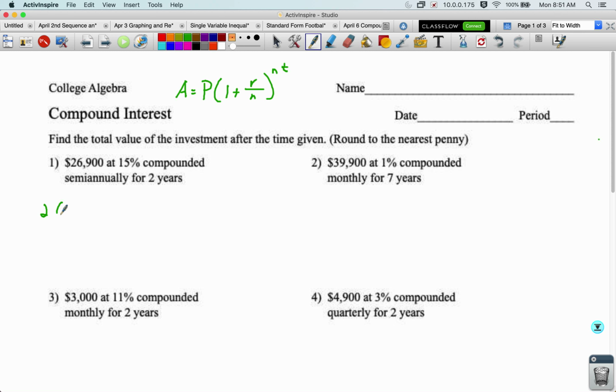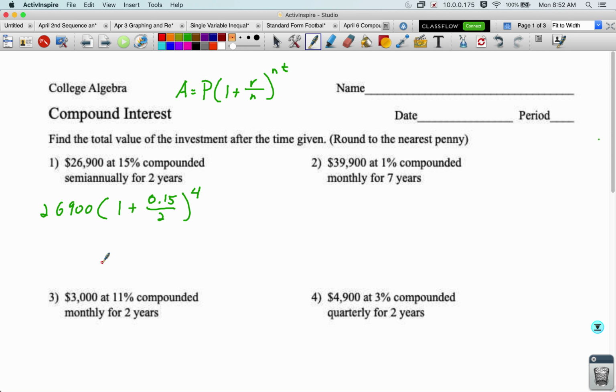So our initial amount is 26,900 times 1 plus our rate, 0.15, divided by compounding periods, which is 2 for semi-annually, twice per year, for 2 years. So here, nt is 2 times 2, but I'm just going to write a 4. That's one of the most common spots to make a mistake, raising it only to the power of the 2 and then multiplying the answer by 2 instead of raising the value to the power of 4. All right, let's plug this in, see what we get.